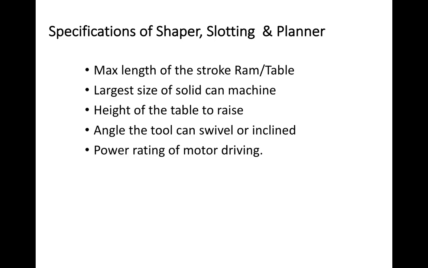But basically, if you're asked about specification, the first three are most important: the length of the stroke, the size of the workpiece that can be machined, and the height to which the table can be raised. In addition to that, the inclination at which it can swivel, and the power rating. Power rating is also an important factor when operating a machine, because depending upon the power rating you can decide the power consumption, right? Power consumption controls the cost of the product, or the cost of machining. So power rating is also an important specification.